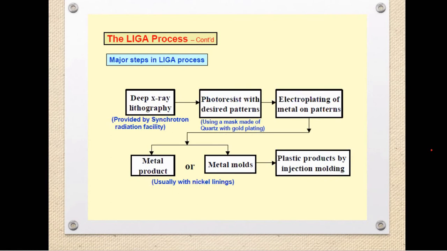So the deep X-ray lithography will cause the exposed area to be dissolved in the subsequent development of the resist material. So the PMMA photoresist after the development will have the side profile of the tube.